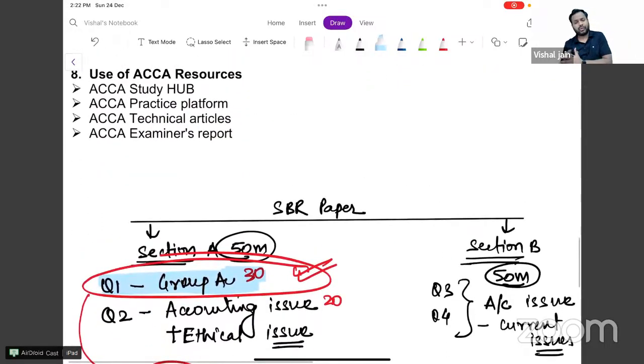Coming to use of ACCA resources. See, ACCA provides you immense resources and you just need to make optimum use of it. Okay. ACCA gives you the ACCA Study Hub, practice platform, technical articles, and the examiner report. Let me show each of them to you, so that I will be able to explain better.